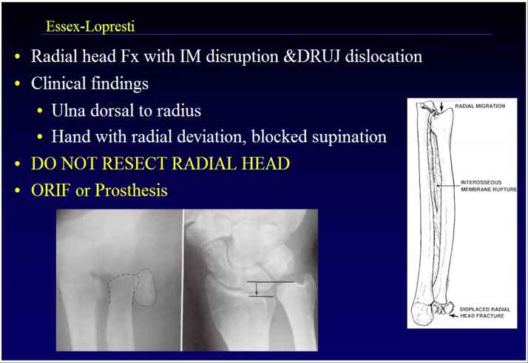The clinical findings will be that the ulna is displaced dorsally relative to the radius, or the DRUJ is dislocated, the hand will present with radial deviation, and the patient will have virtually a complete block to supination. For the treatment of this, again, do not resect the radial head. Treat it with either ORIF or prosthetic replacement, and the reason for this, of course, is to prevent proximal migration of the radius.